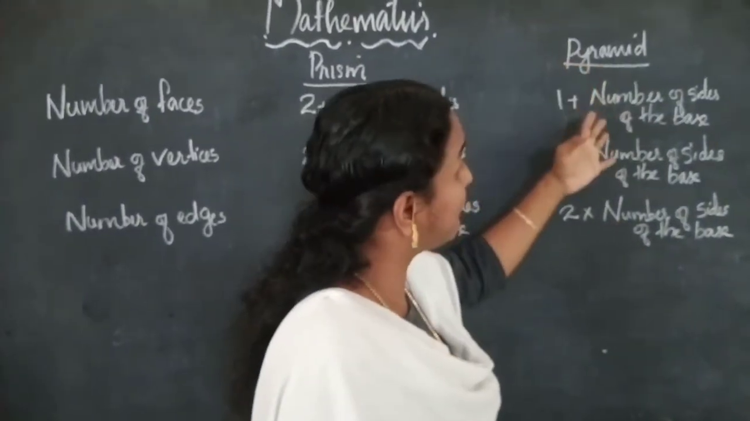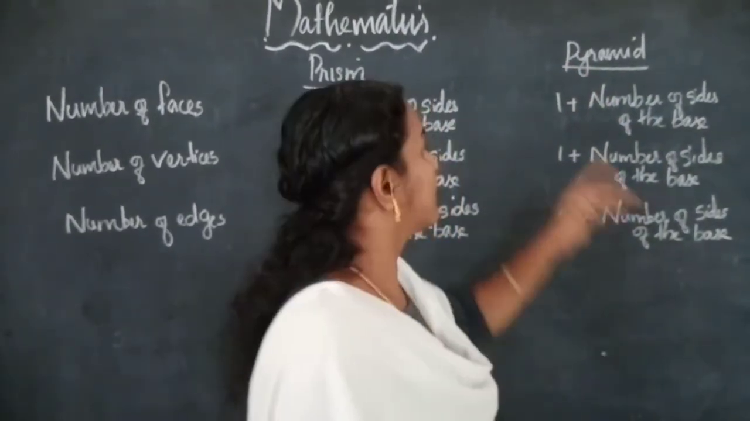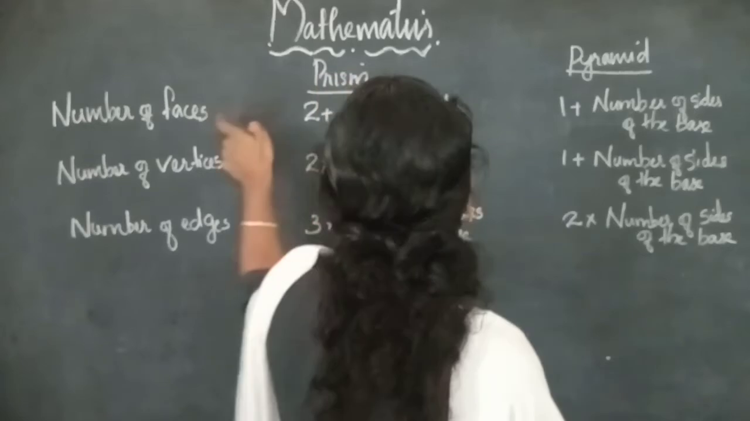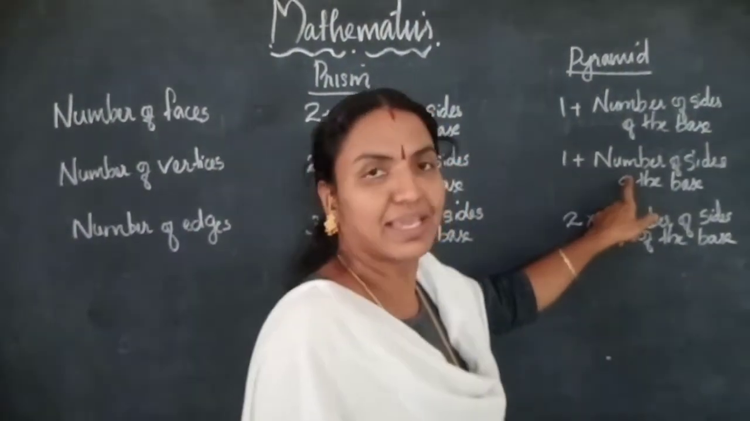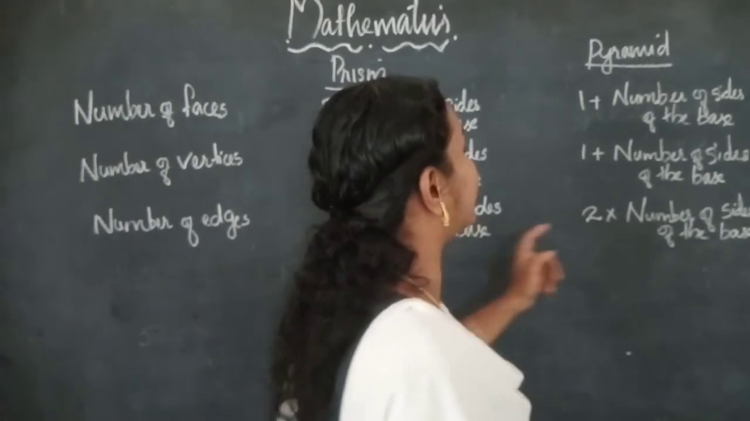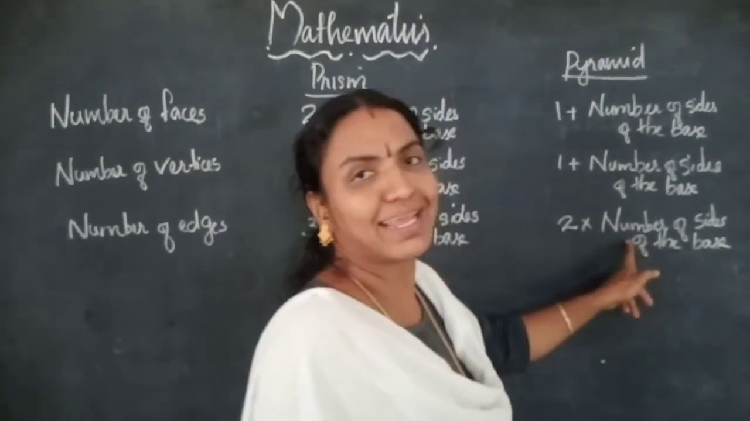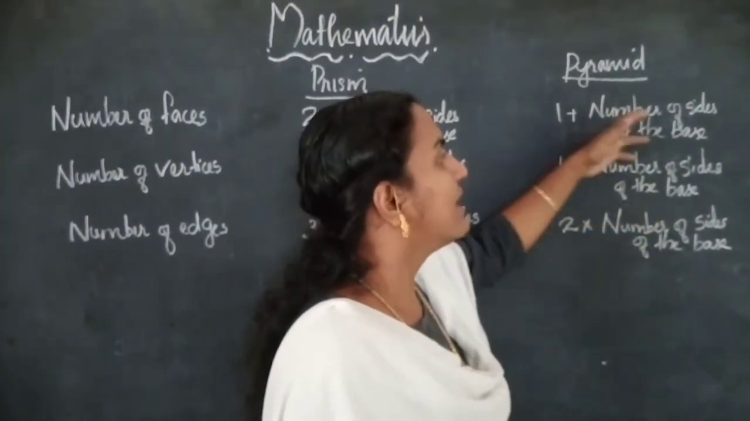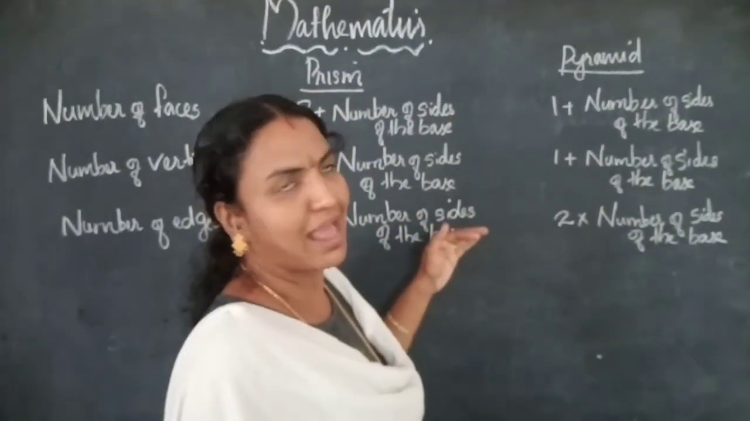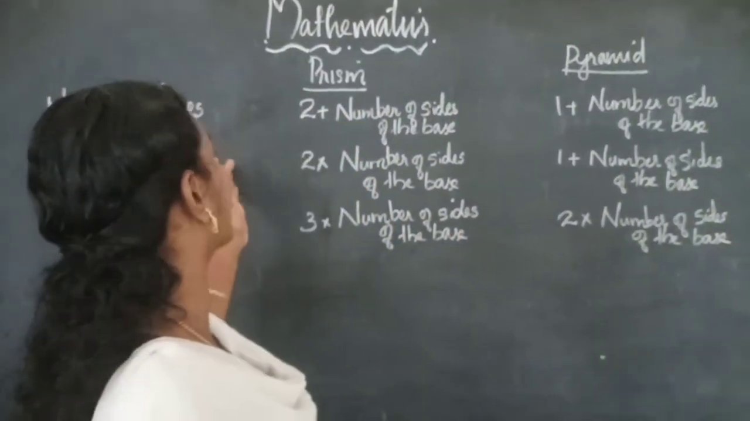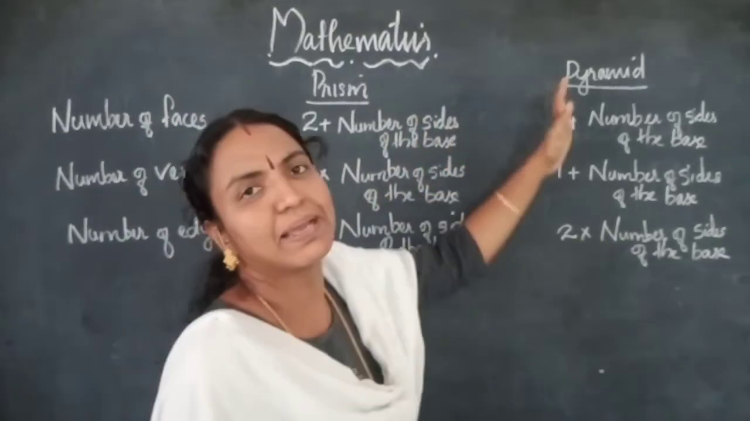But in a square pyramid, the number of sides is 4. So 1 plus 4, 5. The number of faces is 5. The number of vertices is 1 plus 4, again 5. The number of edges is 2 into 4, 8. It depends on the number of sides of the base. This is an easier way to calculate the faces, vertices and edges of prism and pyramid.